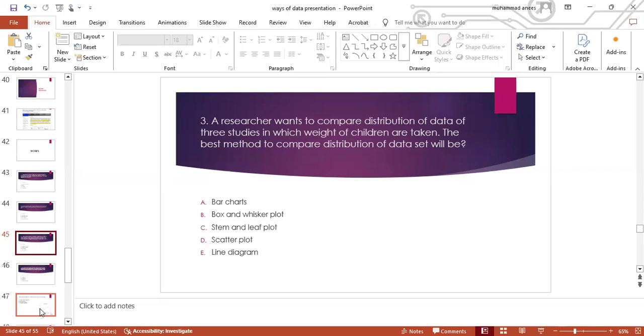Bar chart. The answer is box and whisker plot. There are multiple studies included. We have said that if multiple studies are included, we can easily visualize them by forming a box and whisker plot. If the option was multiple bar charts, then we would choose option A.